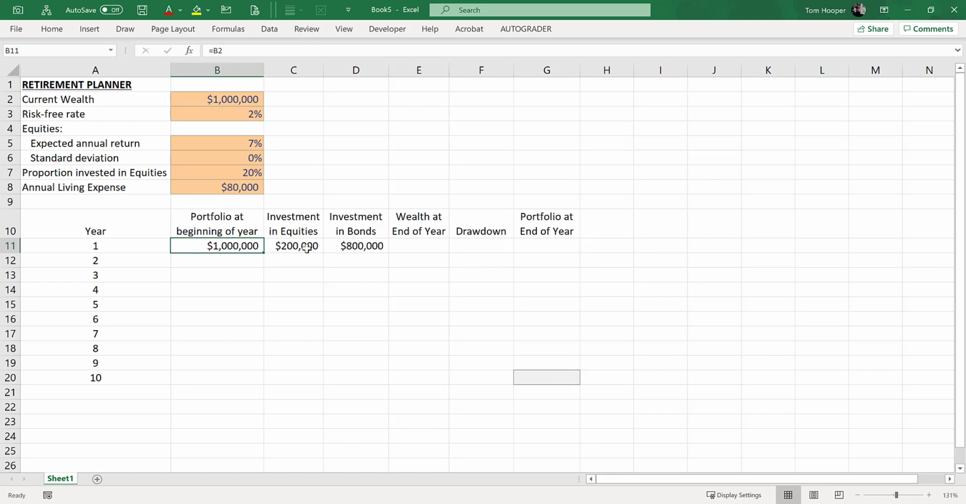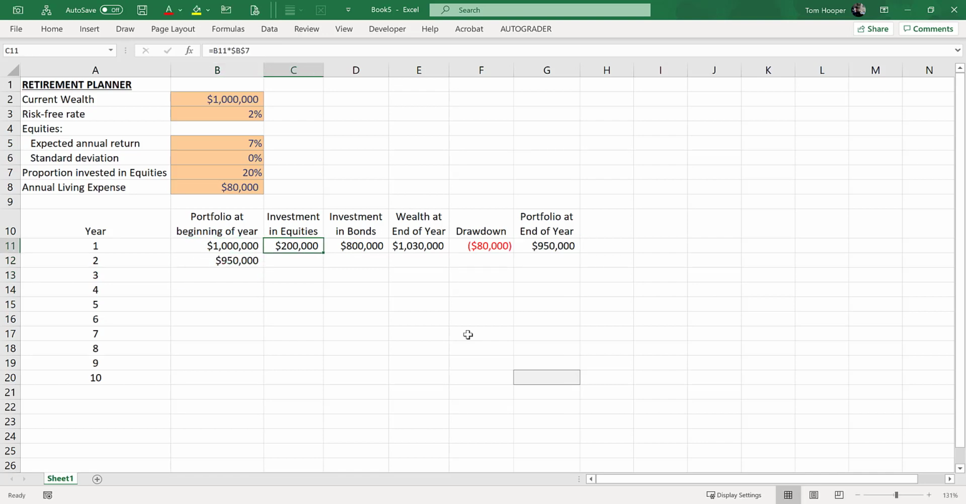So that's our goal, to see how much our portfolio is worth at the end of 10 years. So if we start with $1 million, 200 invested in equities, 800 invested in bonds, the wealth at the end of the year should be however much we had in equities times 1 plus the return on equities, plus however much we had invested in bonds times 1 plus the return on bonds. Now the drawdown is just the negative of the living expense, and the portfolio at the end of the year is the wealth at the end of the year plus that negative drawdown. So we're at 950. That becomes the portfolio at the beginning of the next year.